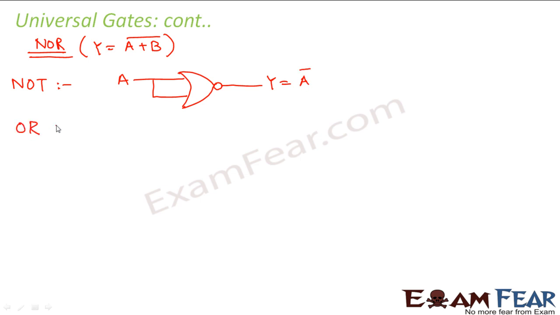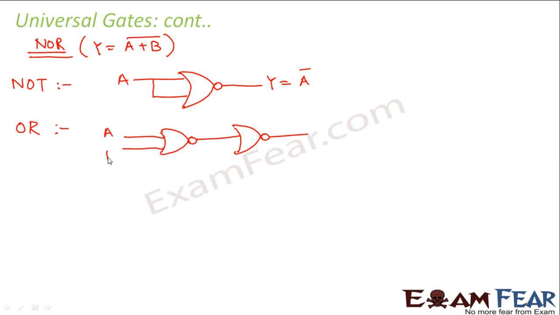Now let us look at the OR gate. Since it is a NOR gate, the output from the NOR gate when made to pass through another NOR gate gives you an OR gate. Say this is A, this is B. So what will be this output? (A plus B) bar. When it passes through this, you get Y is equal to A plus B.